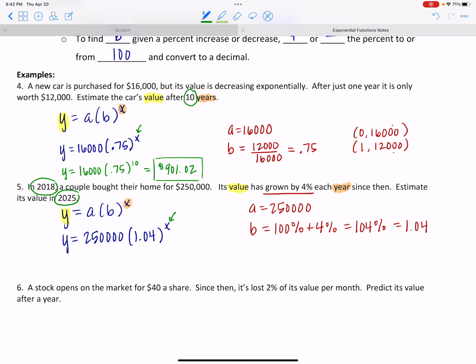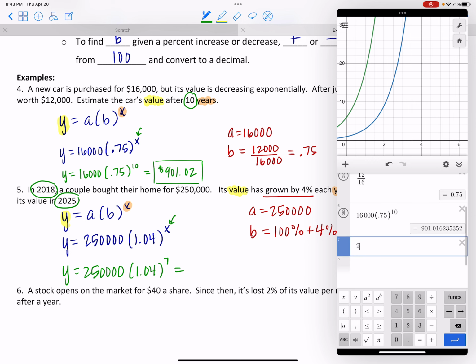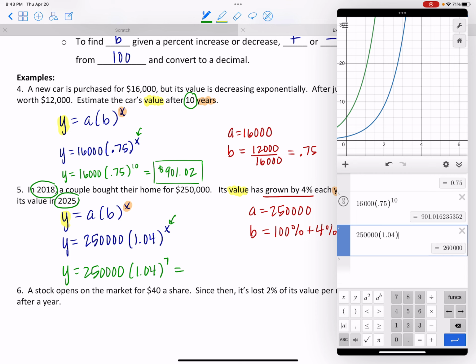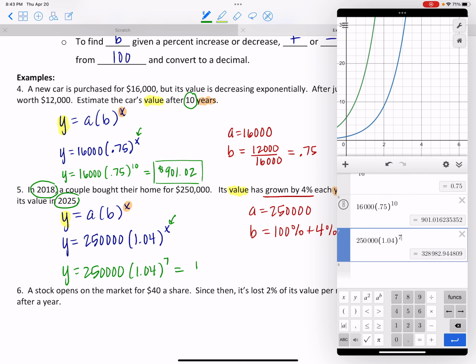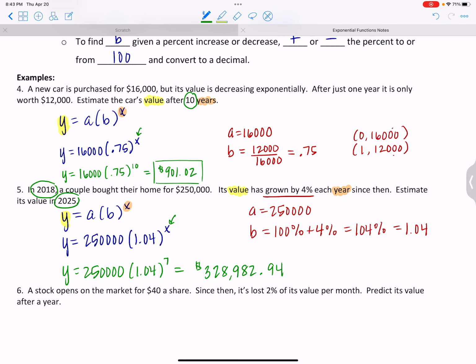So y is going to equal 250,000 times 1.04 to the 7th power. And calculator is going to tell us the estimated value. And there it is. So we'll say this is going to be about $328,982 and about 94 cents. Because it's money, rounding to the hundreds place would be appropriate each time. Okay, done. And one last one.